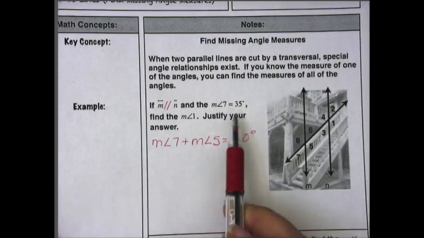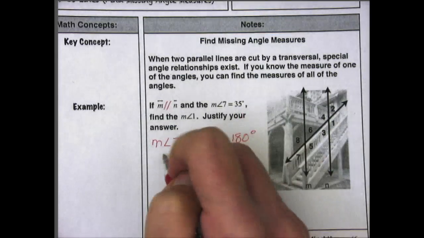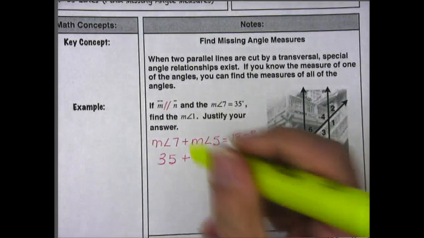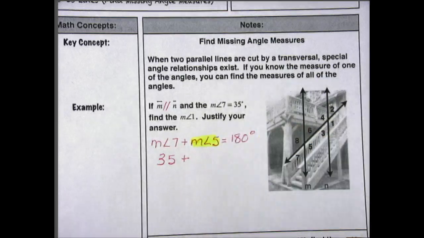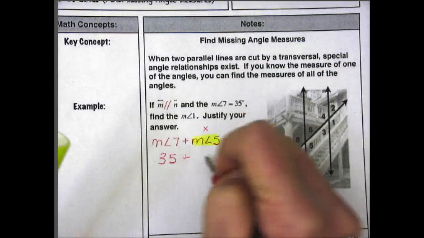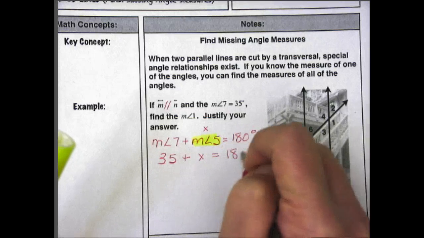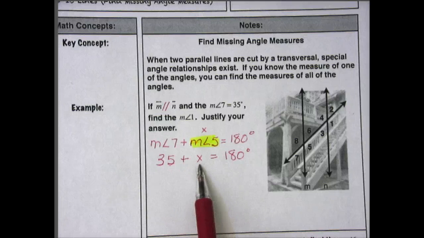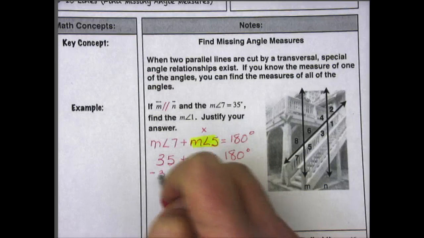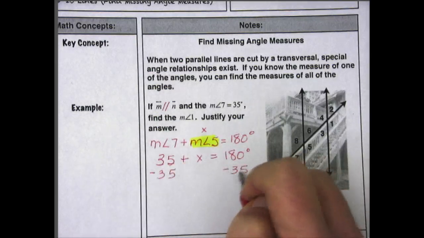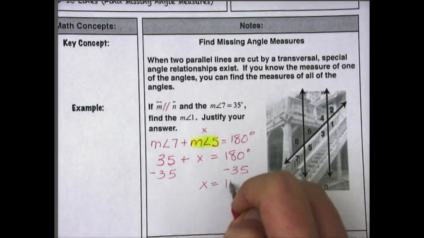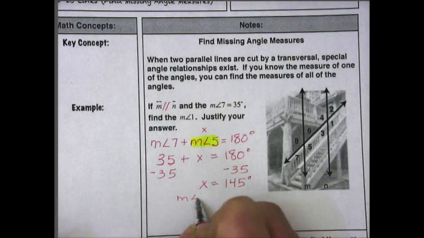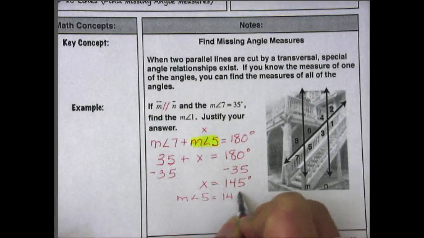Now, we know that the measure of angle 7 is 35 degrees because it tells us that. So we're going to write 35 plus, let's call the measure of angle 5, that's one that we don't know, let's just call that x, just to make it an easier equation. And so now we have 35 plus x equals 180. So we're going to subtract 35 from both sides. And we get x equals 145 degrees. All right, so now we know that the measure of angle 5 equals 145 degrees.